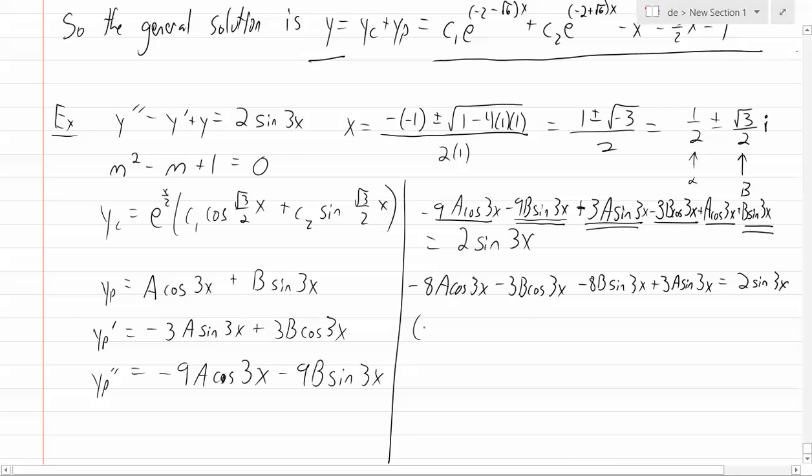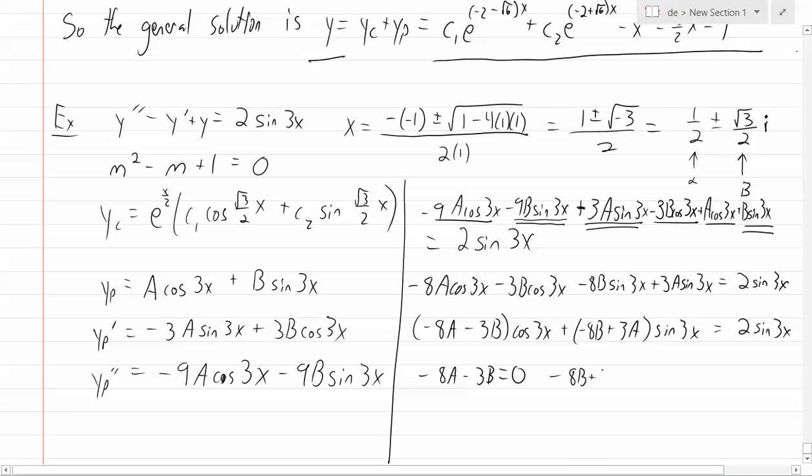So what I have here is negative 8a minus 3b times cosine 3x plus negative 8b plus 3a times sine 3x equals 2 times sine 3x. So I don't have a coefficient on the right side for cosine. So that means negative 8a minus 3b has to be equal to 0. And then I do have a coefficient for sine. So negative 8b plus 3a has to be equal to 2. So now I have two equations and two unknowns.